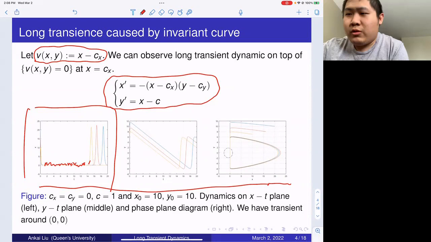I'm also trying to point out from the phase plane diagram that this long transient dynamic happens in this circle. Basically, this period of time happens around here. Of course, it's not very obvious just from the phase plane diagram, but this is what is happening here.